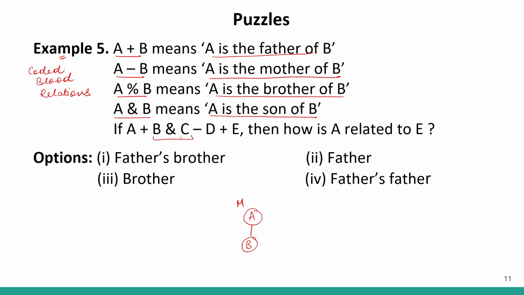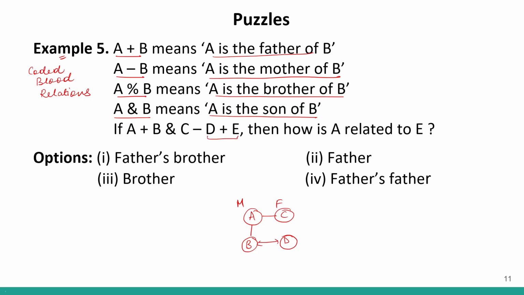B and C means B is the son of C, correct? So if B is the son of A, then C will be the spouse of A. And if A is male, C will be female. So C will basically be the mother of B. Moving forward, C minus D means C is the mother of D. So D will be the sibling of B. Gender is unknown.